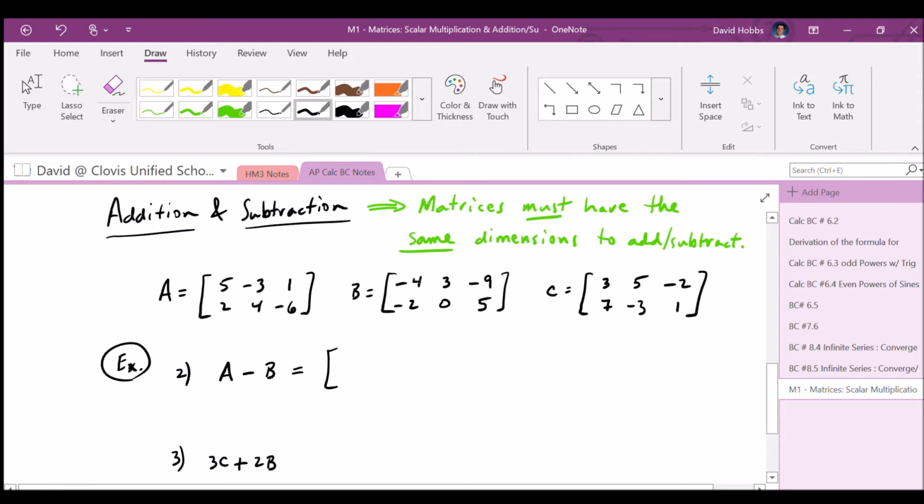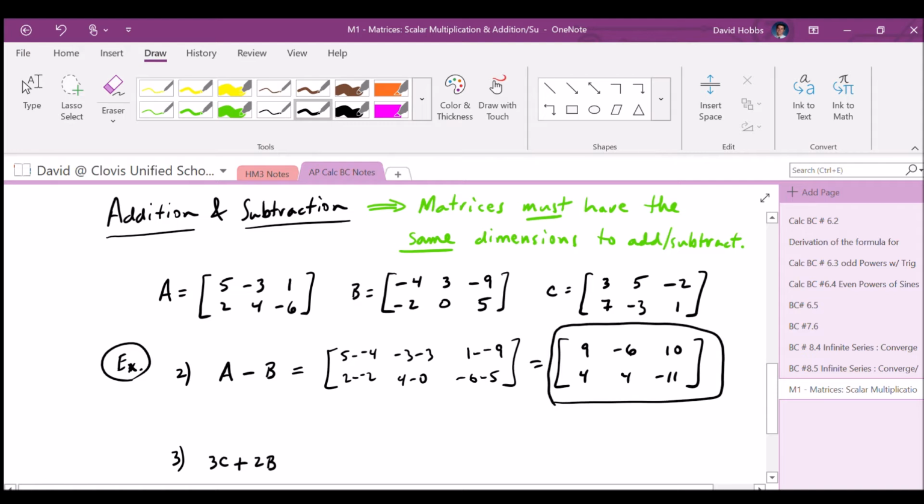So 5 minus a negative 4. Yes, I realize you can probably do that in your head, but it's notes, so we're going to write it out a little bit more. Negative 3 minus 3, 1 minus a negative 9, 2 minus a negative 2, 4 minus 0, and negative 6 minus 5. And so our resultant would be 9, negative 6, 10, 4, 4, negative 11.